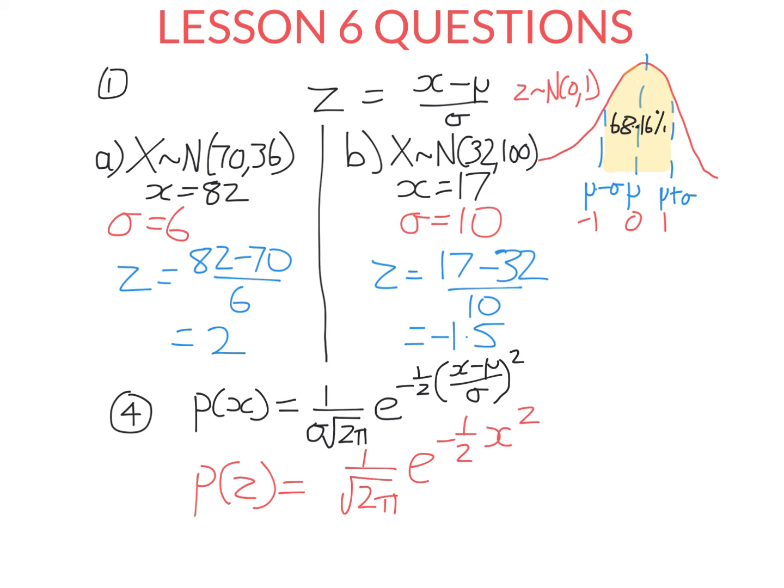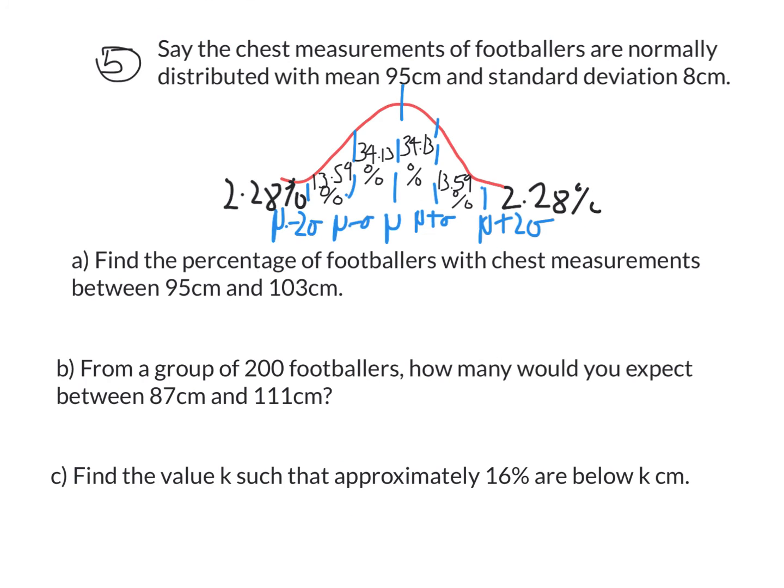All right, let's look now at some worded problems. So say the chest measurements of footballers are normally distributed, mean 95, standard deviation 8. We want to find the percentage of footballers with measurements between 95 and 103. Note 95 is the mean. We were told that in the question. Now I'm going to convert 103 to a z-score. So score minus mean divided by standard deviation, I get 1. What that means is 103 is 1 standard deviation above the mean.